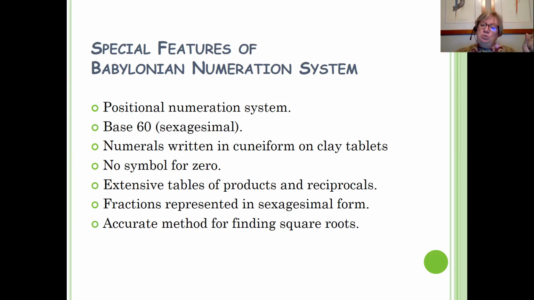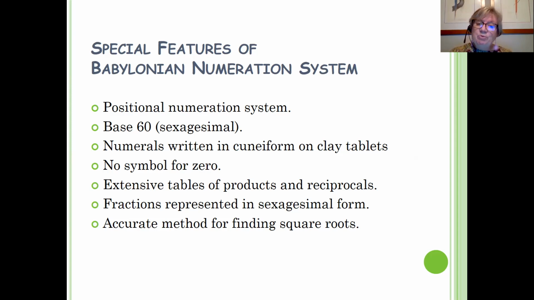So the Egyptians used hieroglyphics and hieratic. Babylonians used cuneiform. Egyptians wrote on papyrus. Babylonians wrote on clay tablets. And we've got a lot of clay tablets. A lot of them are broken, but we do have a lot of artifacts from this civilization. These things are thousands of years old.